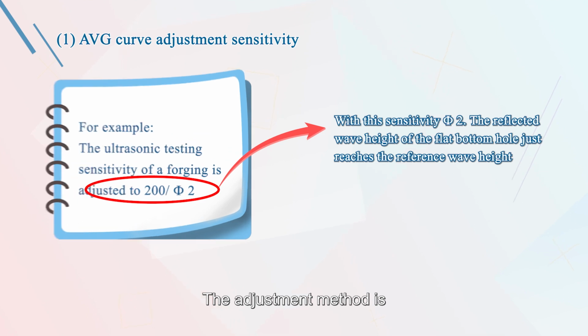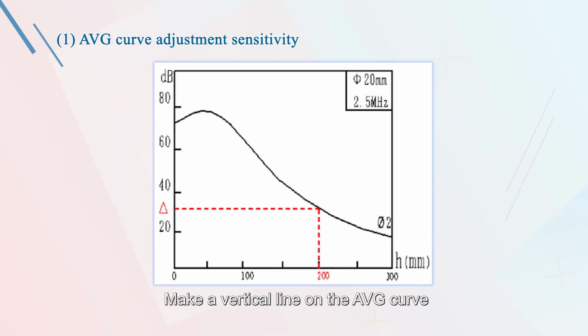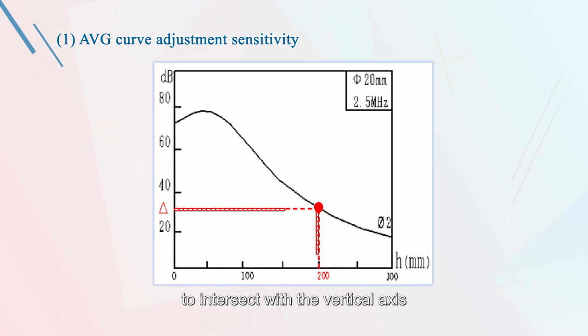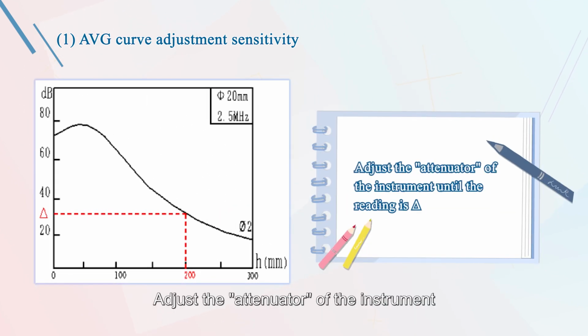The adjustment method is to make the vertical line on the AVG curve through the horizontal coordinate 200, intersecting the phi 2 curve. Make a horizontal line through the intersection point to intersect with the vertical axis, and read out the vertical coordinates of the intersection point. Adjust the attenuator of the instrument until the reading is reached, at the same time, the sensitivity adjustment is completed, as we can also see here.